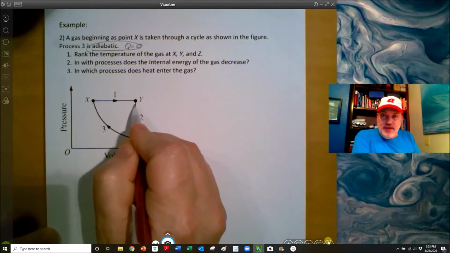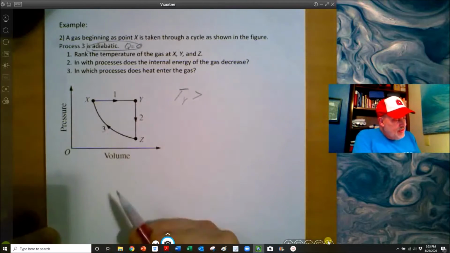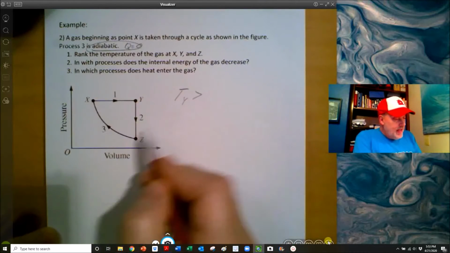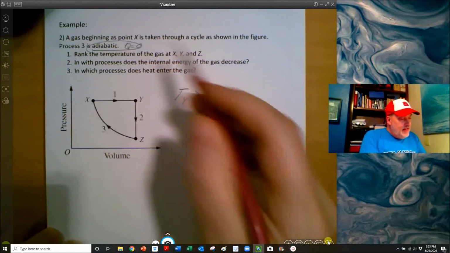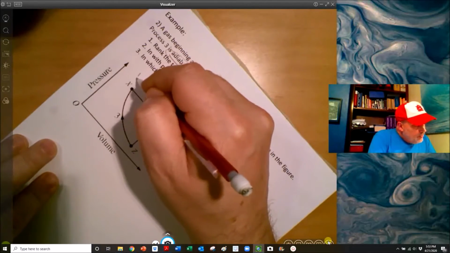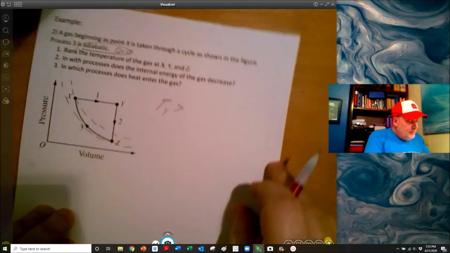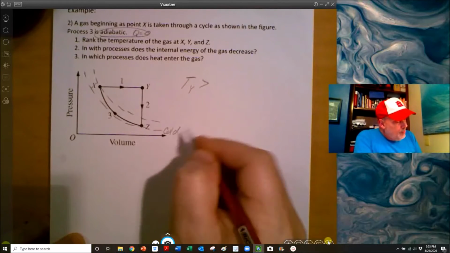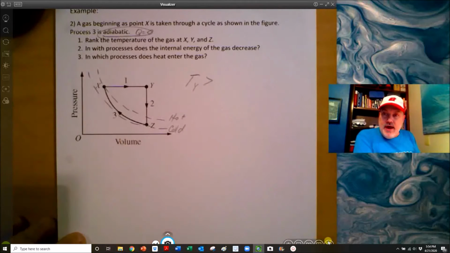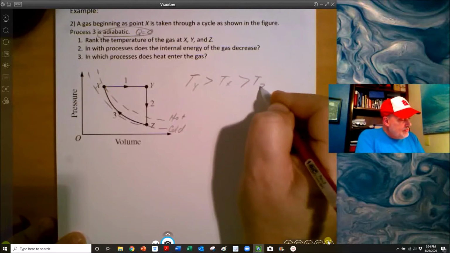We know that Y has to be the highest temperature. T_Y has to be the greatest because it has the highest pressure times volume. And we know that X and Z are less than it, but how do X and Z relate? Well, adiabatic, remember, is steeper than an isotherm. So let me draw a couple of isotherms in here, some hyperbolas. So we have a colder hyperbola here and a hotter hyperbola here, and we're moving from the lower one to the higher one. And so that means temperature X must be greater than temperature Z.